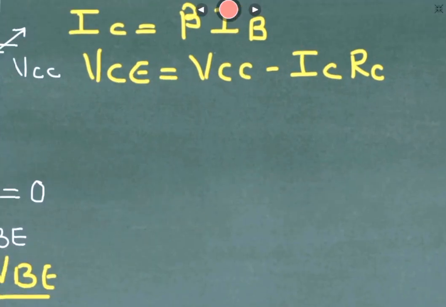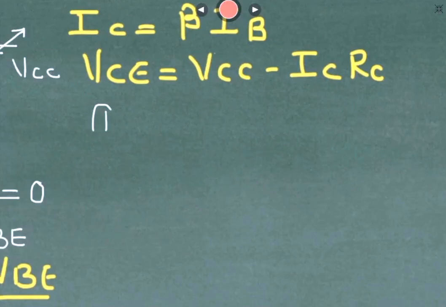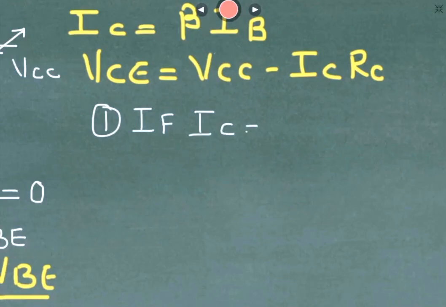So first, if IC is equal to 0, this condition will appear in the circuit when the value of IB is equal to 0.